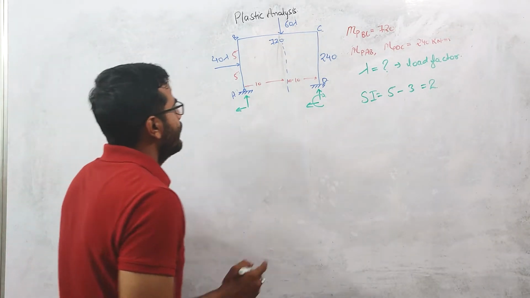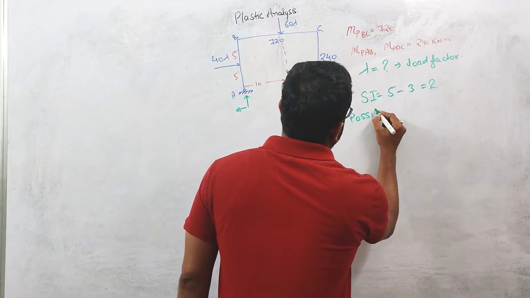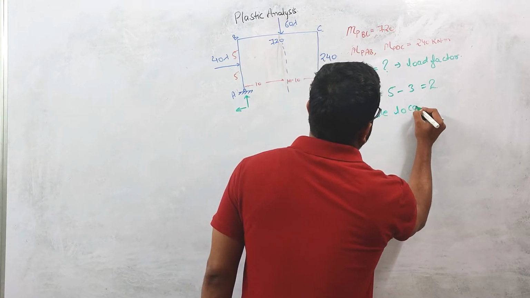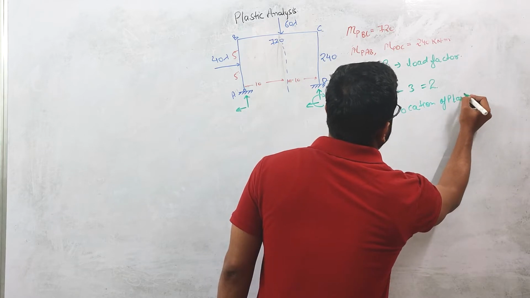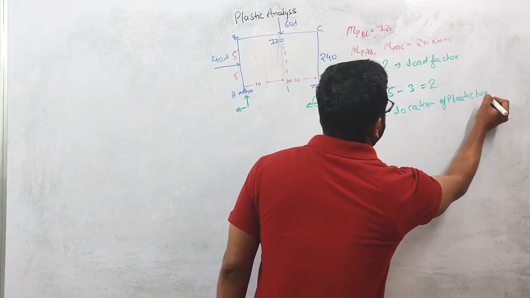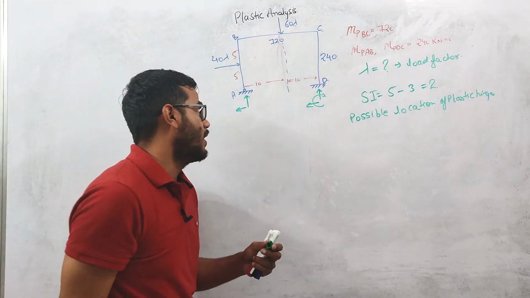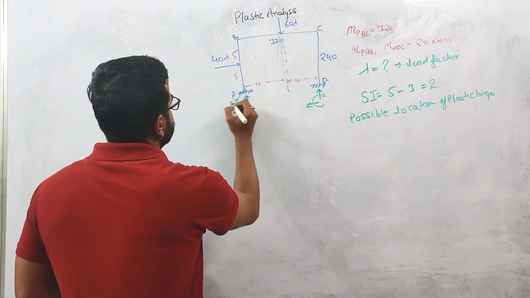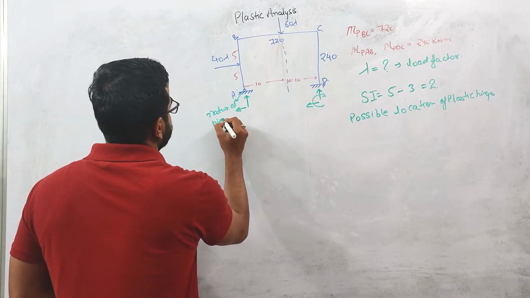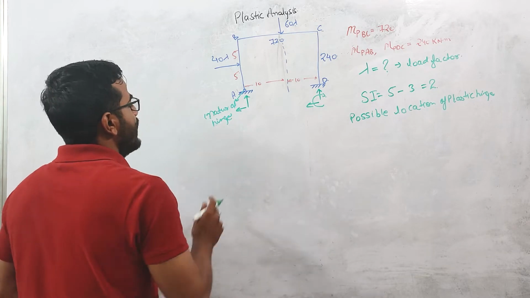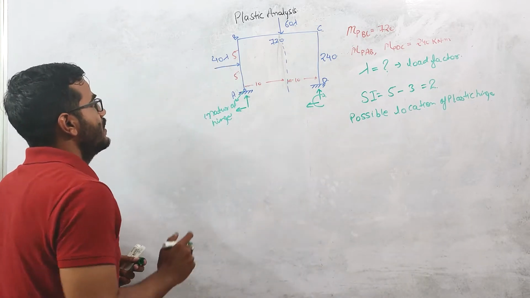Okay, what are the possible locations of plastic hinges? So what are the possible locations where the plastic hinges can form? Okay, this is a natural hinge. This is the natural hinge, so this is not a plastic hinge, remember that. At this point a plastic hinge cannot form, because this is the point of natural hinge, right?